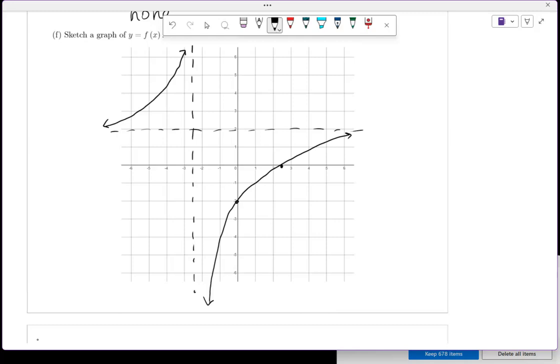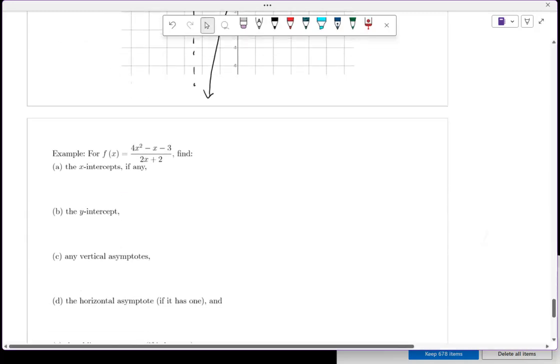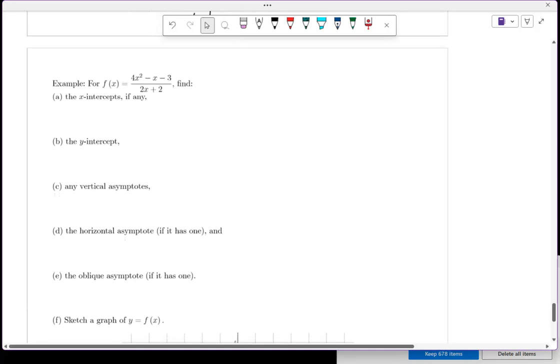All right. I just want to do one part of this last one. I'll leave the rest for practice, and then we'll talk a little bit about new stuff. What's the degree of the top? 2. What's the degree of the bottom? 1. So that tells you you have what kind of asymptote? Slant, right? The oblique or slant.